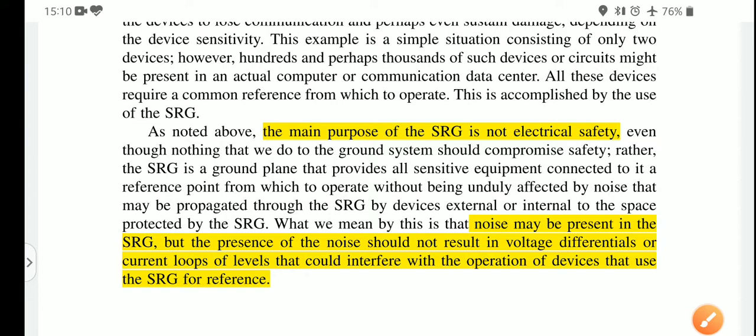See, the benefit of keeping the SRG at a low impedance level is that it will contain the noise within itself and will not transfer it to the communication devices, meaning the sending end or receiving end. So the noise stays within that loop only.